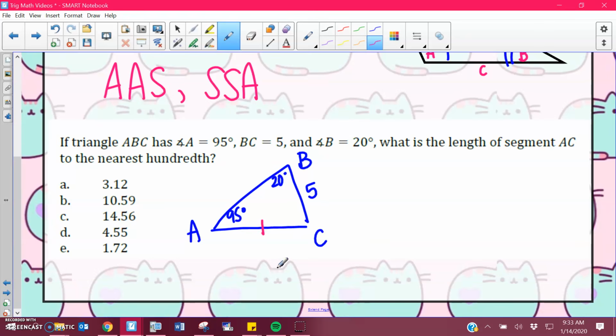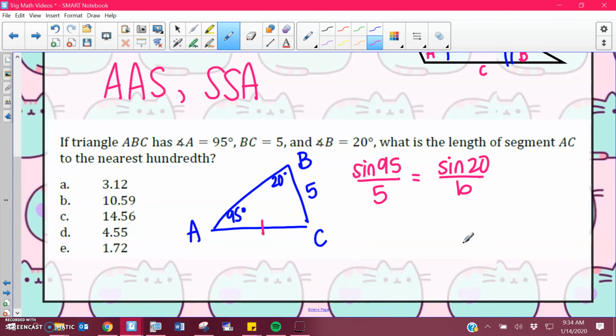So when I set up this ratio, again, you have to keep your opposite sides and angles together. I know a lot of stuff about angle A and side a, so I'm going to start with that one. I'm going to have sine of 95 over that side length, 5. And then I'm going to set up the thing I don't know. I don't have side b, I want side b. So I'm going to have sine of 20 over b.